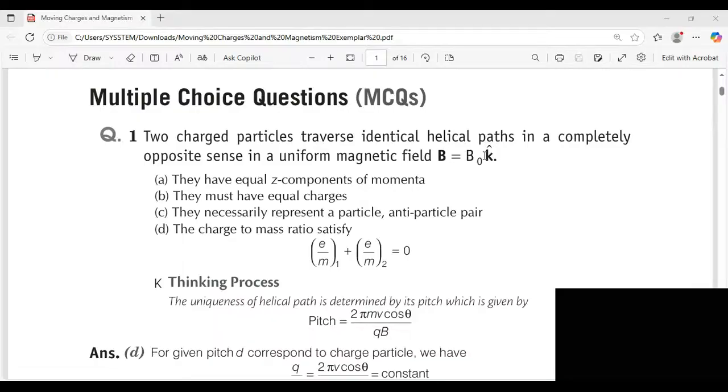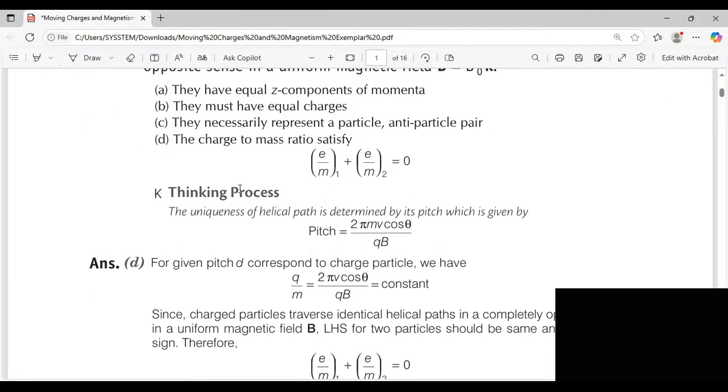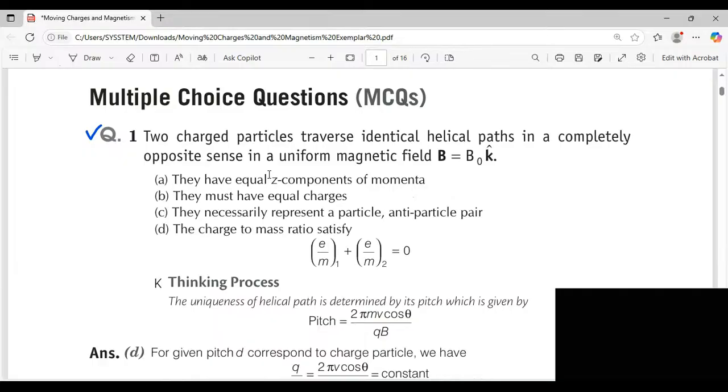B, B naught cap. This is a multiple choice question and this question has four options. Option 1: they have equal z components of momentum. They must have equal charges. They necessarily represent a particle-antiparticle pair. The charge to mass ratio satisfies e/m1 plus e/m2 equal to 0.